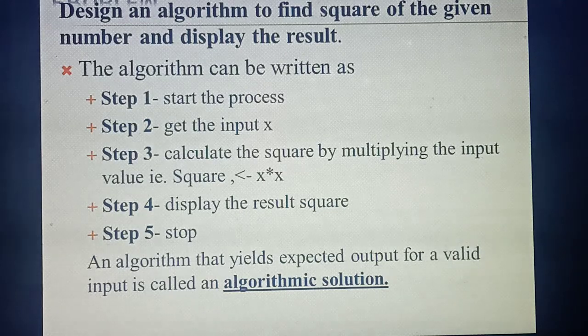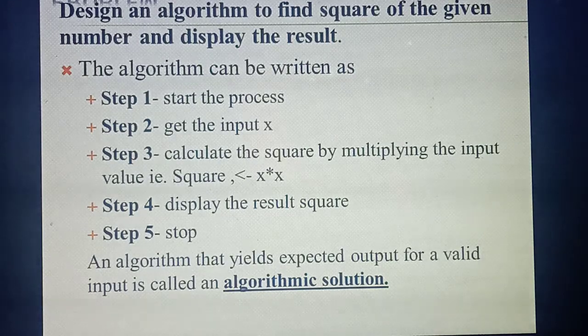Okay, so after multiplying, you need to display the result. So the result is stored in which variable? Square. Okay, so after displaying the result, you need to stop. First you have given the start, so last also you should give stop. Understood how you need to write the algorithm? Okay. So the last line is an important 1 mark question.